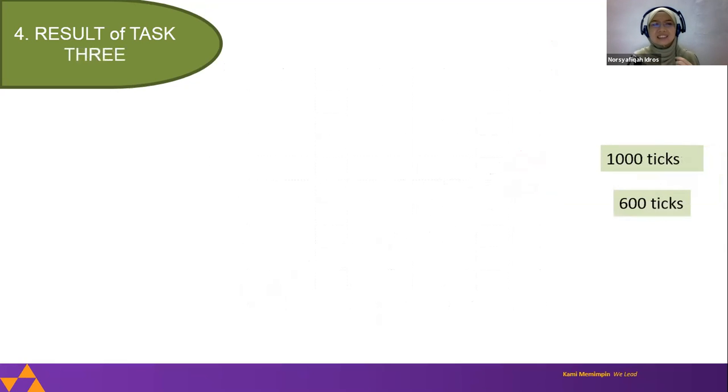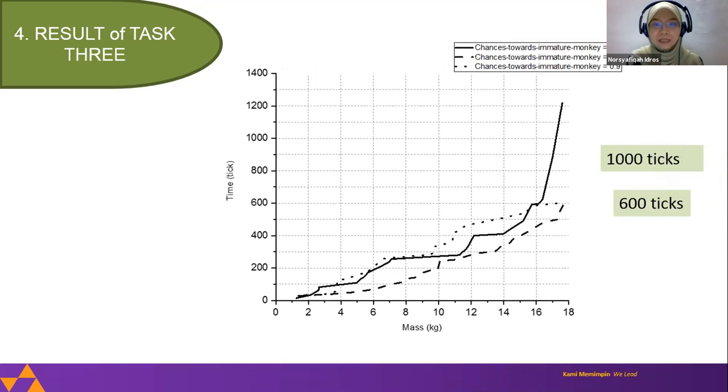Next, the result for task 3. The manipulated variable for this task is weight of chances towards immature monkey, which was set to 0.3, 0.5, and 0.9. It can be seen clearly that when weight of chances towards immature monkey is 0.3, the monkey was in the simulation world longer, which is 1,000 ticks, as compared to when the weight of chances towards immature monkey was 0.9, which is 600 ticks.